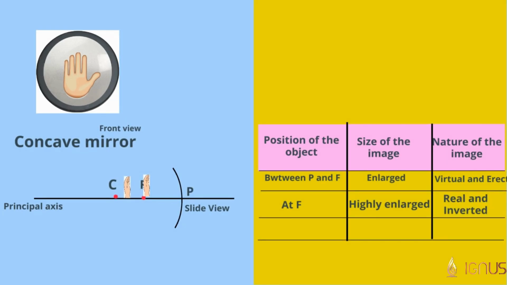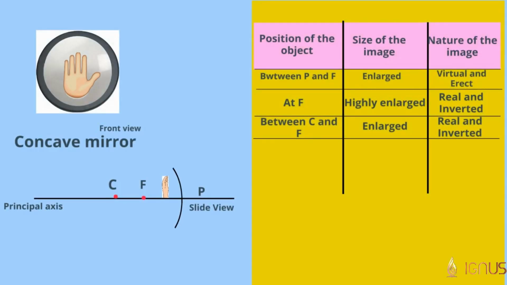When I start moving this object away from the focal point towards C, the image is still enlarged, but the size is reducing. And what about the nature of this image? Yes, here the image is upside down. The real image is when the object is at the point C.